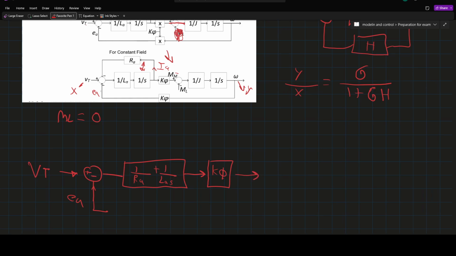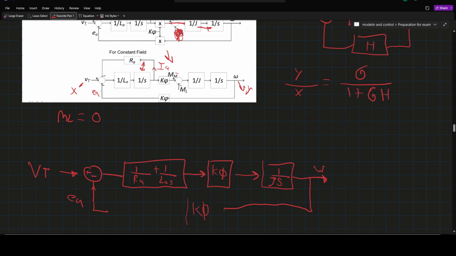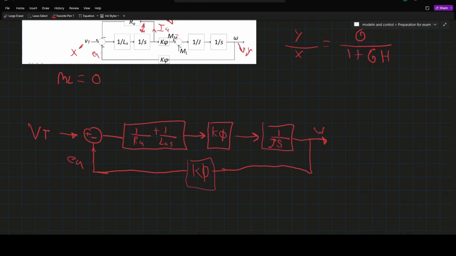Remember, because we make ML 0, now we have a straight line here going to 1 over J, our moment of inertia, times S. Just multiply these two because they are in series. And we get here our omega. And down here we get our K5. And that way we get our EA. Okay.